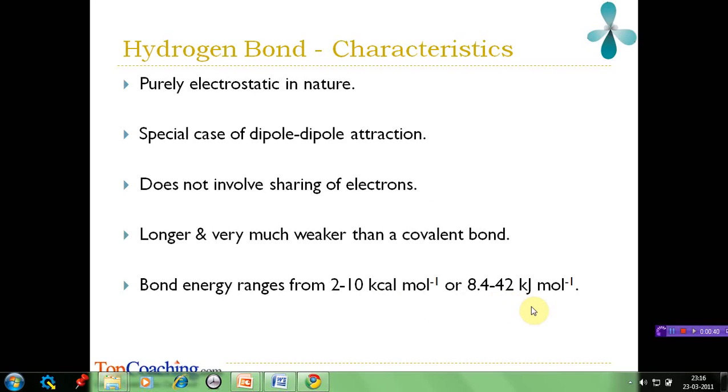Hydrogen bond is longer than a covalent bond. Its formation does not involve sharing of electrons, therefore it is quite different from the covalent bond. Also, since it does not involve transfer of electrons completely from one atom to another, it is quite different from ionic bonds as well.